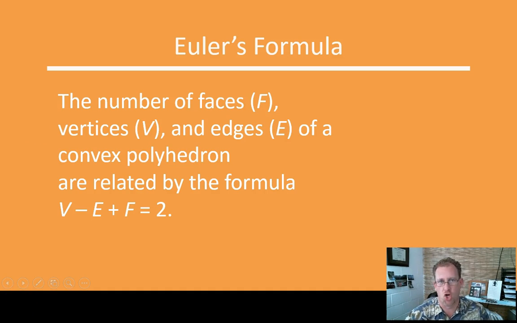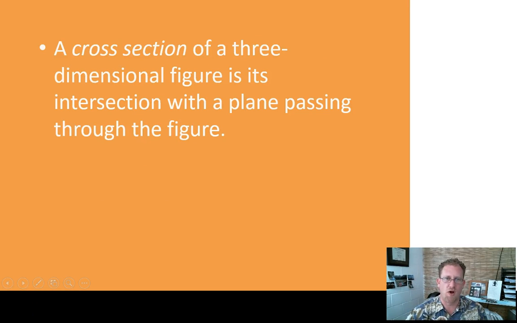Okay, let's move on. Next, we have this definition of something called a cross-section. A cross-section is an intersection with a plane passing through a figure. So you've got a solid of some kind, and now you're going to slice the solid, and then you're going to look at it and see, what is that shape?